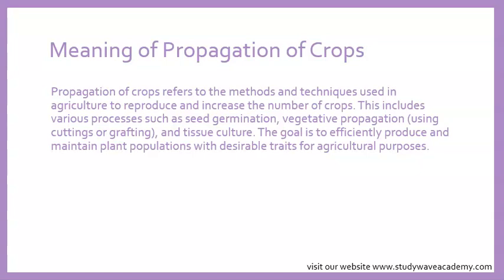Propagation of crops refers to the methods and processes used to reproduce and increase the number of crops. It means the ways and processes used to increase the number of crops. Do we get that? It involves various methods. So we're going to be looking at the methods of propagation.